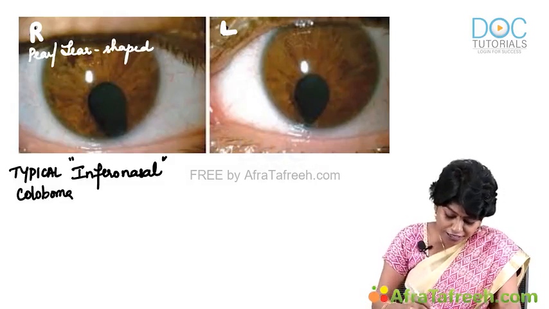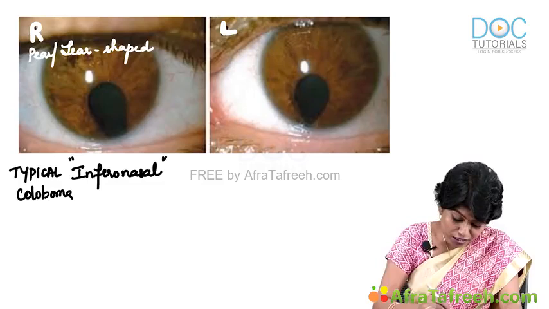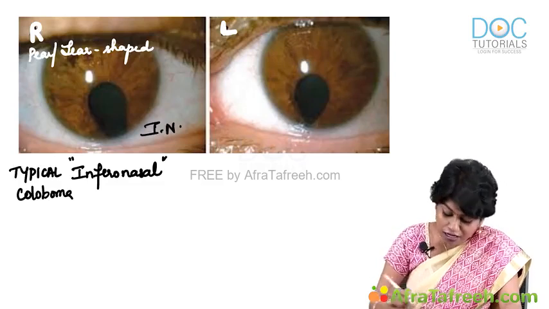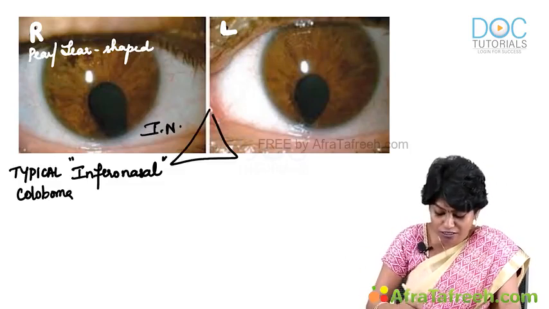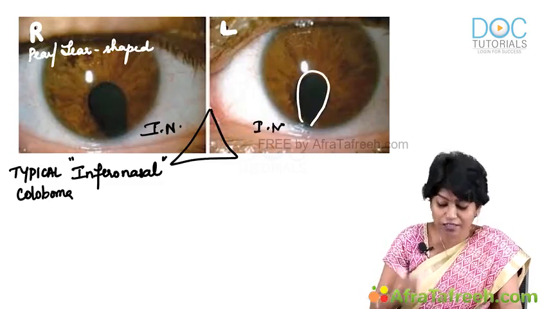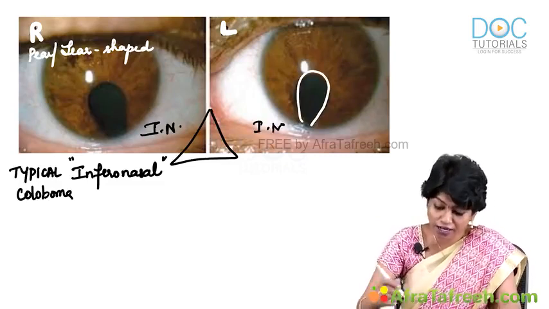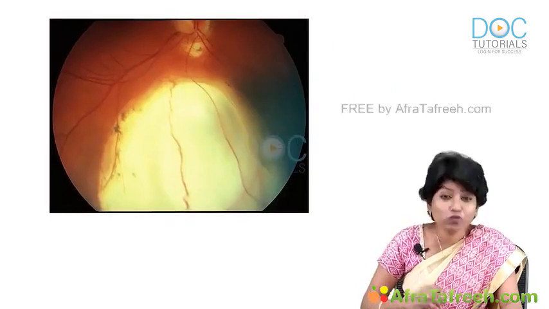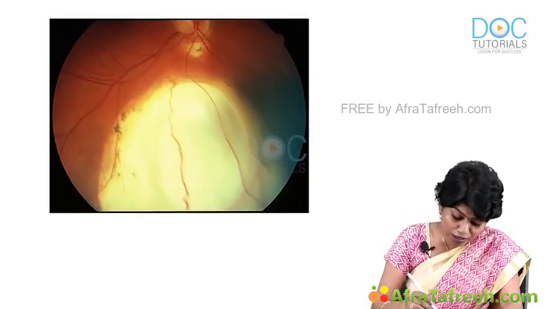So, this is the right eye. This is the infranasal region, and for the left eye the nose is here, no. So, infranasal. Can you see the coloboma here? So, this is an iris coloboma, alright. Now this is a picture showing you a chorioretinal coloboma, okay.